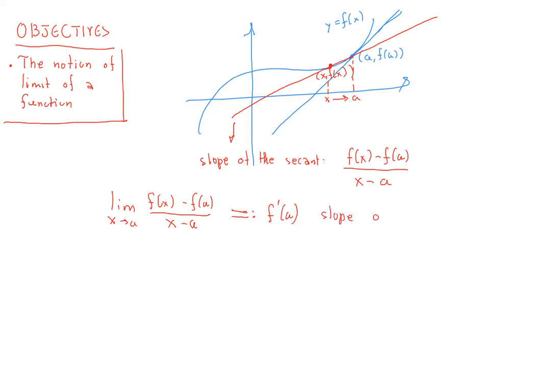And of course, once we have the slope of the tangent and we know that it goes through the point A comma f of a, then we will have the full equation of the tangent itself.